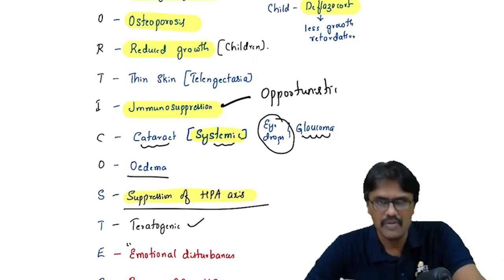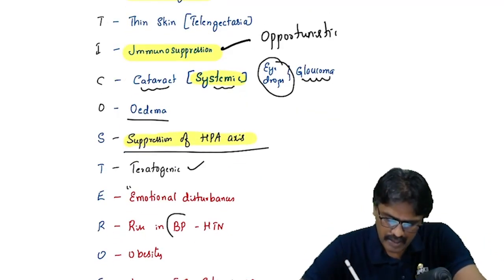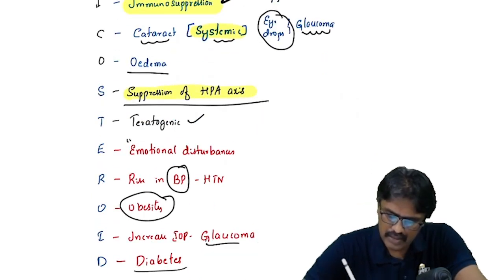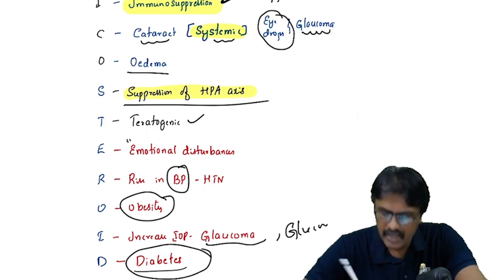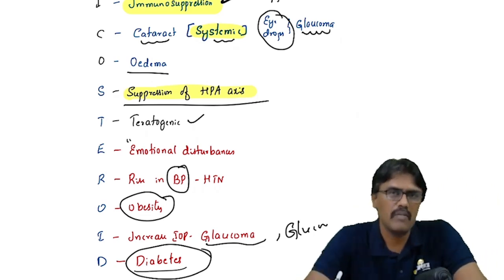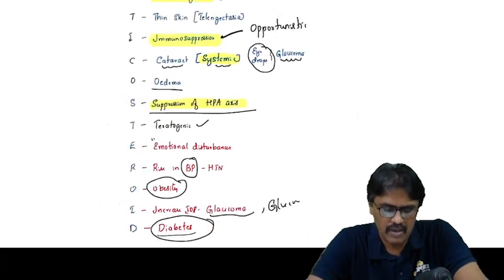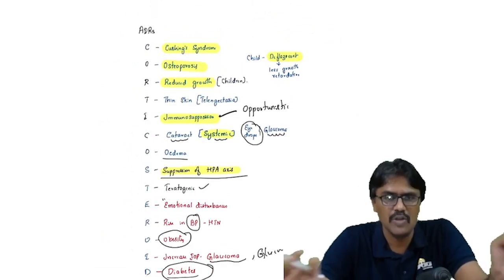It is teratogenic if you are using in pregnant. It may produce emotional disturbances. It will raise BP and it can cause obesity. It can increase IOP and also it can increase glucose. So that's why we are combating diabetes. So many patients we are putting on steroids. So what is the problem we are facing? The sugars are getting shot up. So diabetic risk is increasing. So remember this one chart. I want all of you to remember what are the adverse reactions with steroid because we are using them extensively.